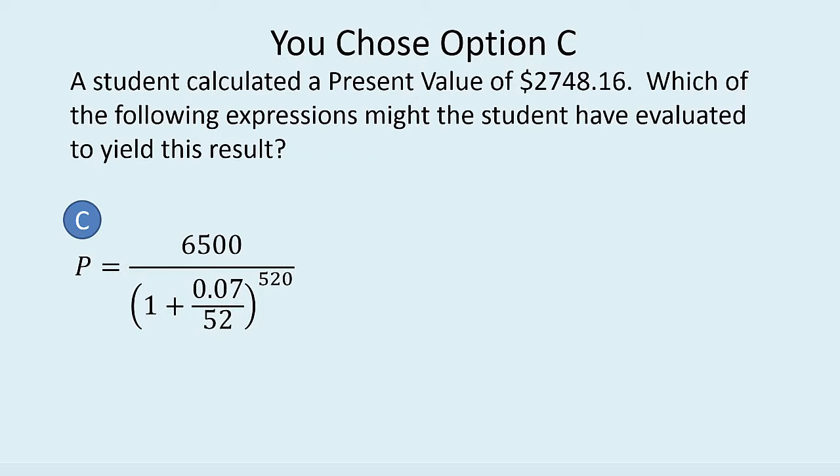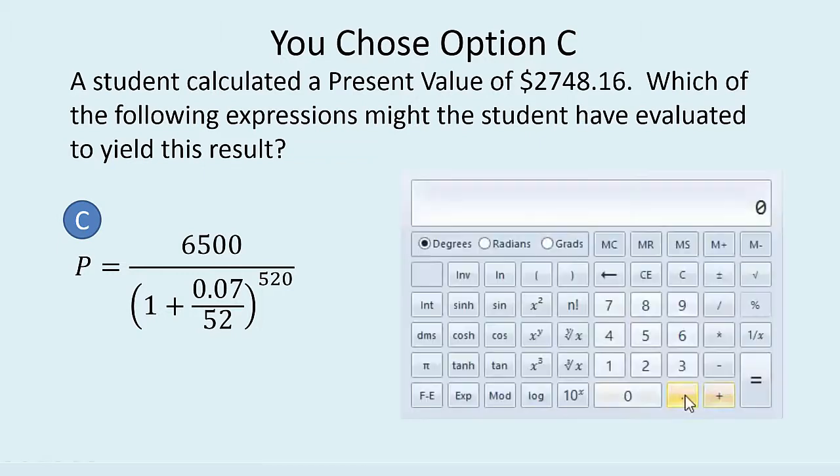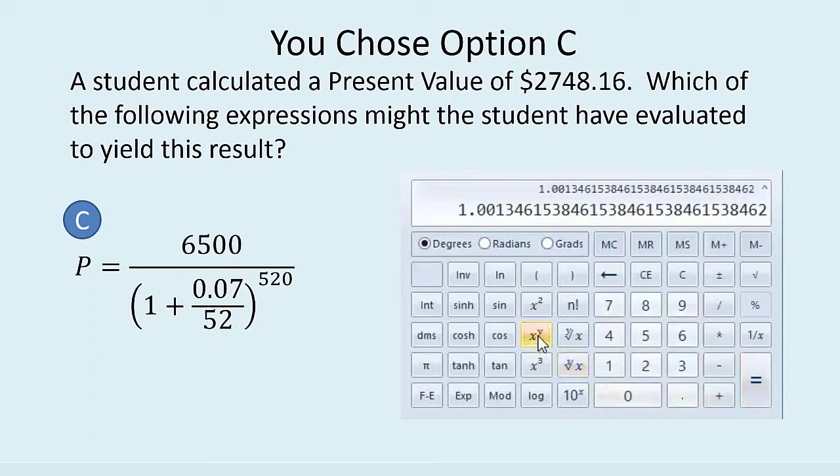You chose option C. Let's check it out. We need to observe our order of operations starting with the division inside the parentheses. 0.07 divided by 52 equals, then add 1. When we hit equals, that gives us the quantity inside the parentheses, which needs to be raised to the 520th power. X to the y, 520, equals gives us our denominator.